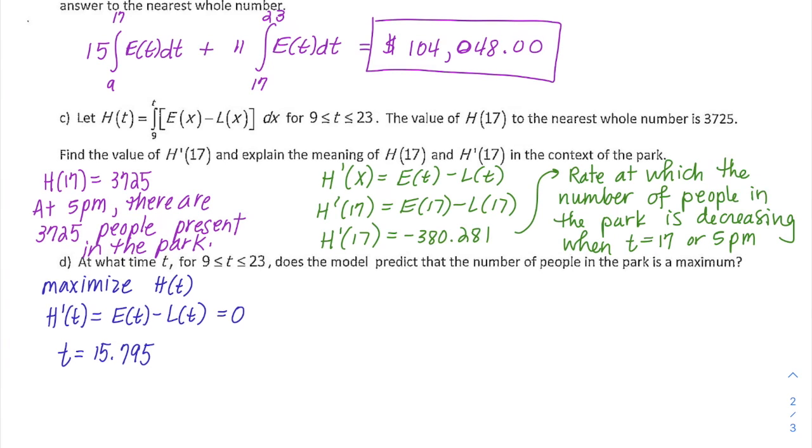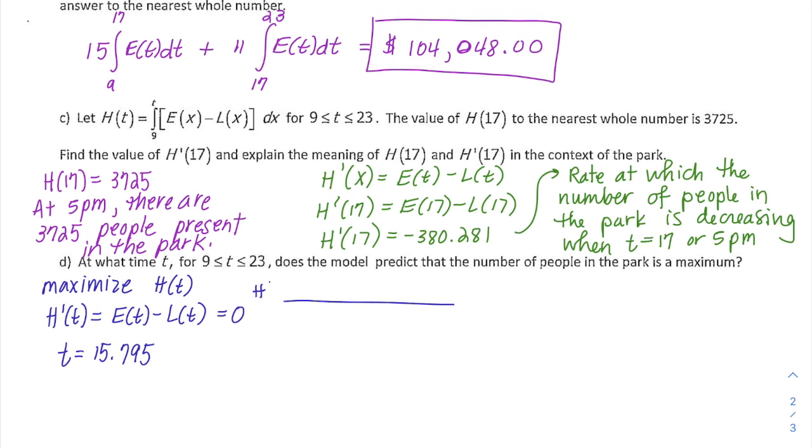Part D is asking for what time between 9 and 23 the model predicts that the number of people in the park is a maximum. So we want to maximize h of t. That's telling us how many people are in the park at any given time. To maximize that, we need to find the derivative, so we're going to work with the derivative of h of t and find its critical value. I found t equals 15.795 by graphing E of t minus L of t and finding where it is 0.